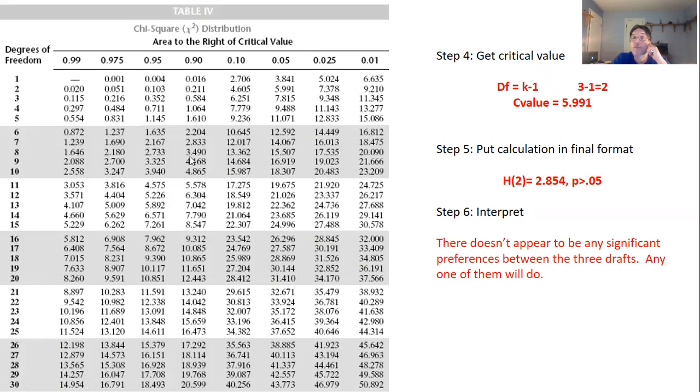Our calculated value of H, which I didn't put on apparently on the last page, was 2.854. We're back to the regular rules on whether something is significant or not. As we go back to the Kruskal-Wallis, if our obtained value is greater than the critical value, it is significant. If it is not greater than the critical value, it is not significant. So H, which of course stands for Kruskal-Wallis, with 2 degrees of freedom is equal to 2.854, less than our critical value. So p is greater than 0.05. It is not significant. And there doesn't appear to be any significant preference between the drafts. Any one of them will do.